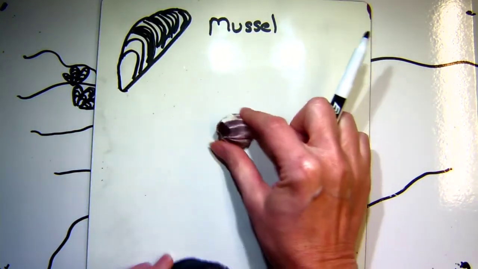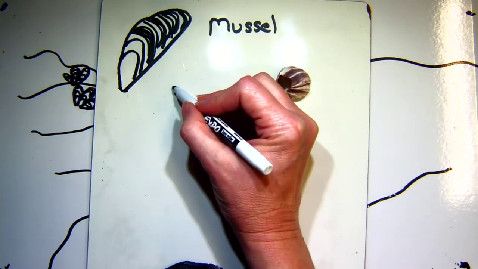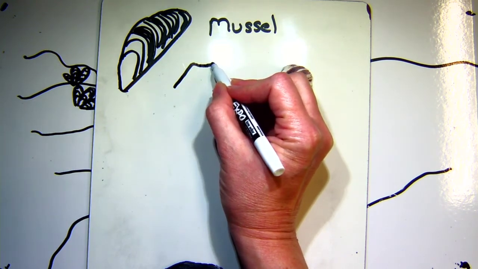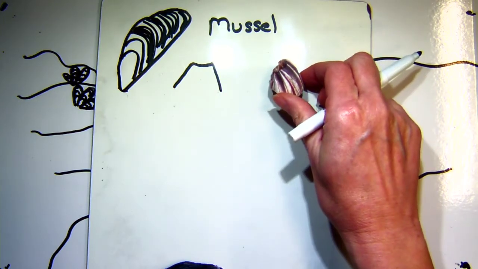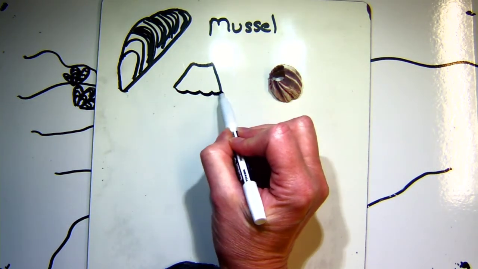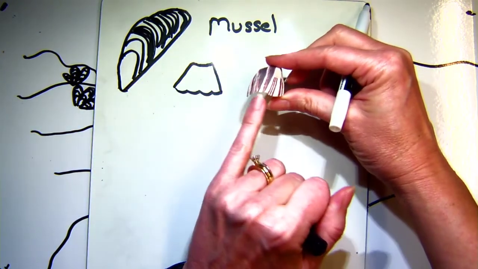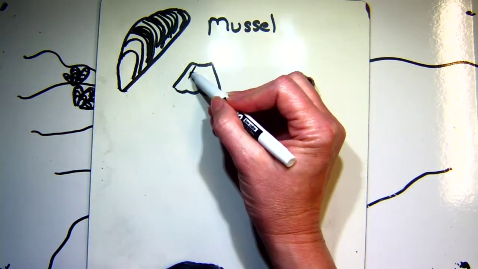Actually, let me show you a closer view of what a barnacle would look like. So a barnacle kind of looks like a volcano. So if you're drawing it, draw almost like a little mountain up here and then down like that, because you see the shell on its side, and then it's got some little edges here around the bottom of it right here. And they might go up a little bit like this.